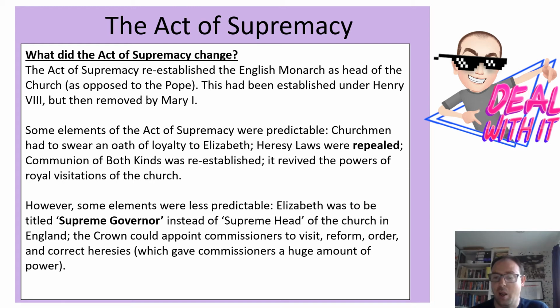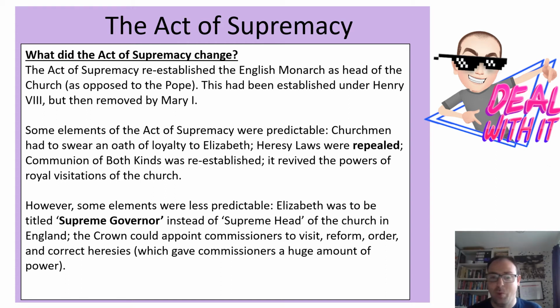Churchmen had to swear an oath of loyalty to Elizabeth. The heresy laws were repealed. Communion of both kinds was re-established. So that's about the bread and the wine. Whilst under Catholicism they had just communion of one kind, where the bread would go to the congregation, but only the clergy would have the wine. And it revived the powers of royal visitation of the church. So the state essentially can start checking on what the church is doing.